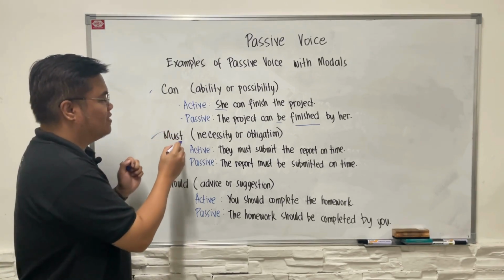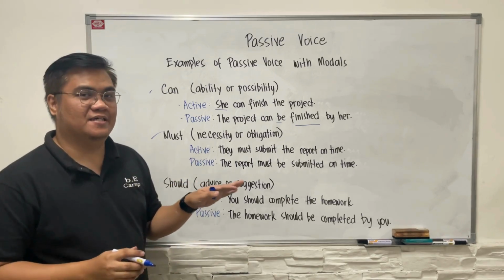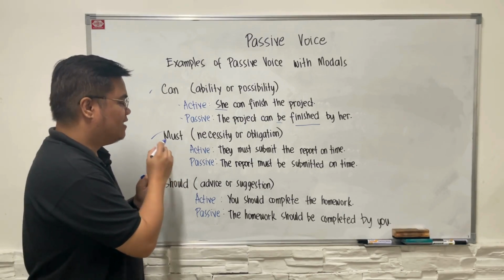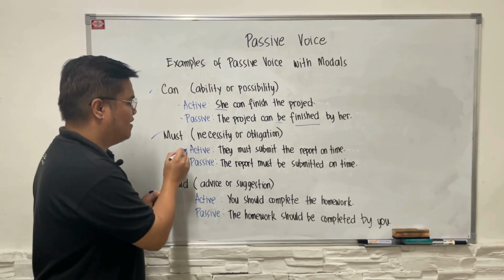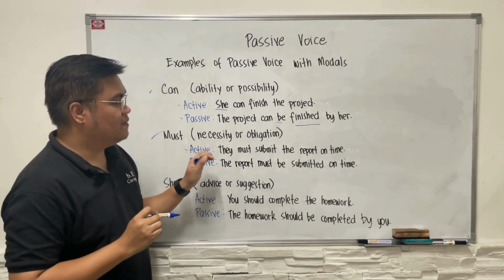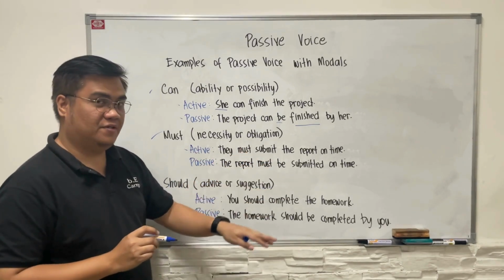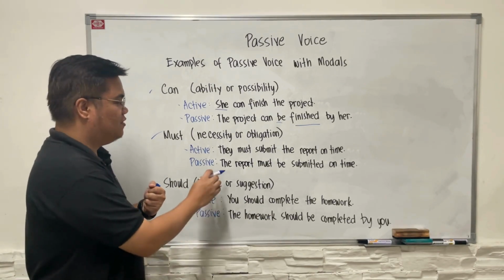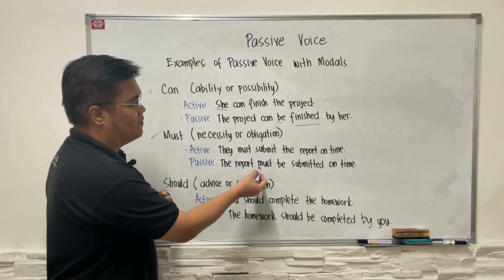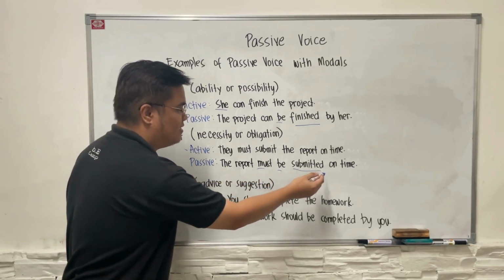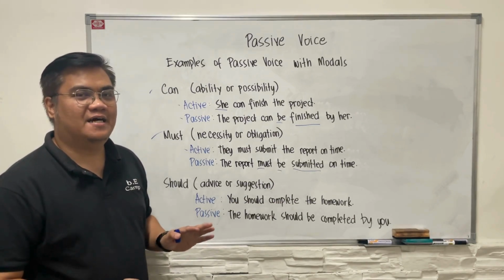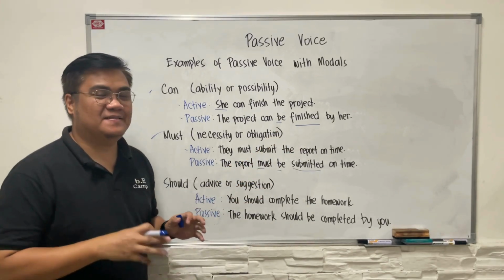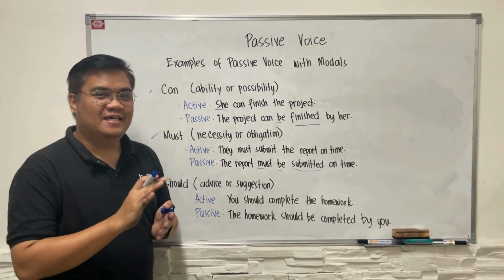Now let's have must. Must is used for necessity or obligation. Again, for active and passive, let's have the active. They must submit the report on time. For passive structure, we say the report must be submitted on time. So again, all the verbs should be in past participle form.